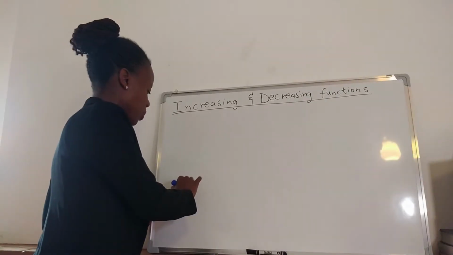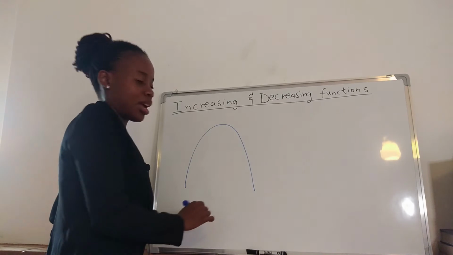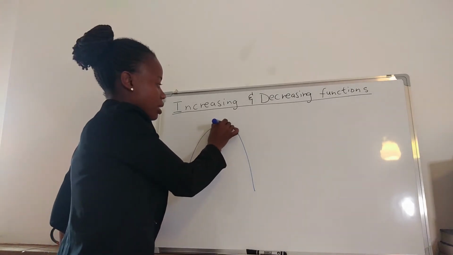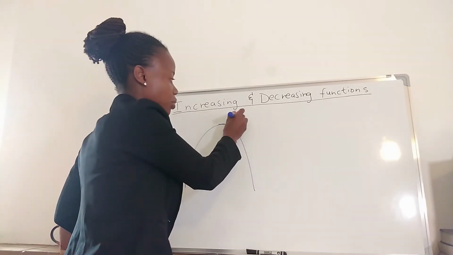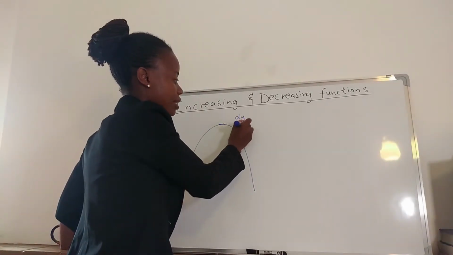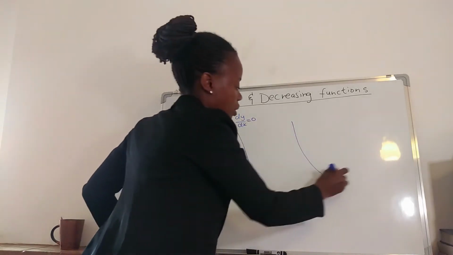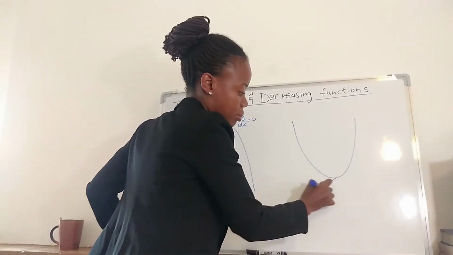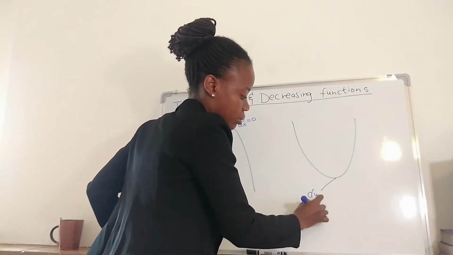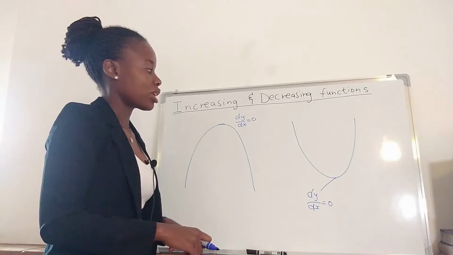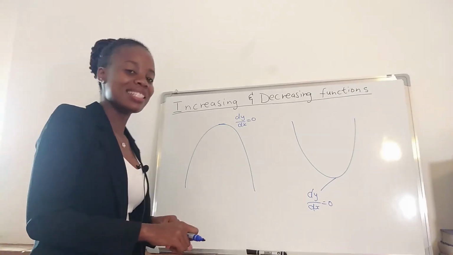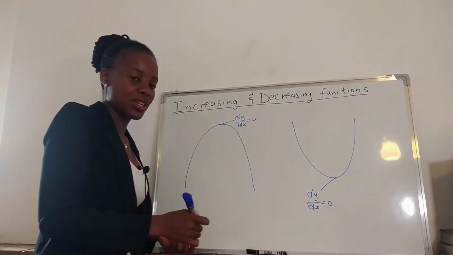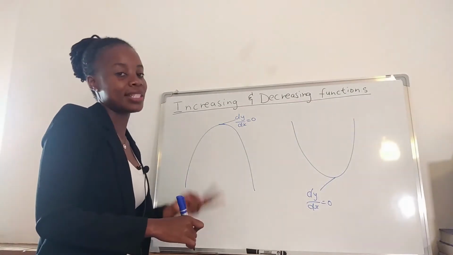Let's say we have a curve with a maximum point, and this is a stationary point, and you know that at a stationary point the gradient is 0. Even if we have a minimum curve at a stationary point, dy over dx, which is the gradient, is 0, right? So we're going to find out where in that curve it is increasing and where it is decreasing.